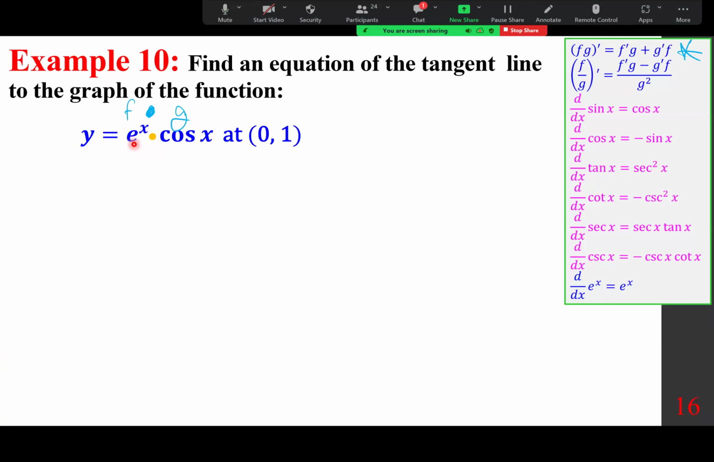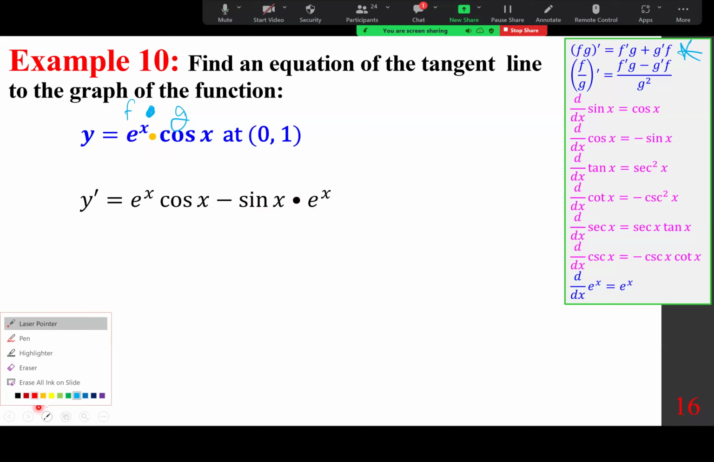So e to the power of x is itself times cosine x, minus cosine is sine x times e to the power of x. I hope everybody's comfortable with that. By now, we've done it step by step. You should be very comfortable with this. So this is f prime. Remember, the derivative of e to the power of x is itself. This is g minus g prime f.